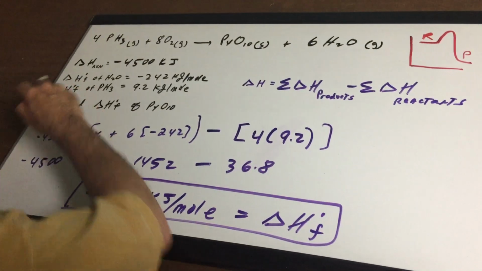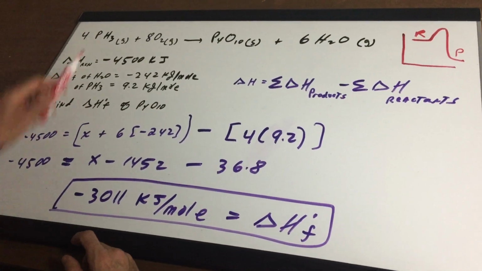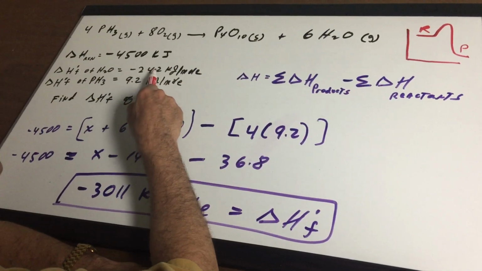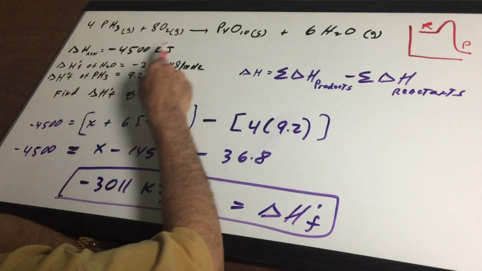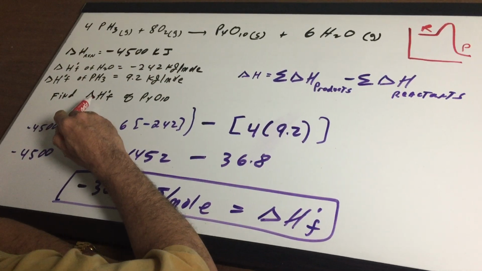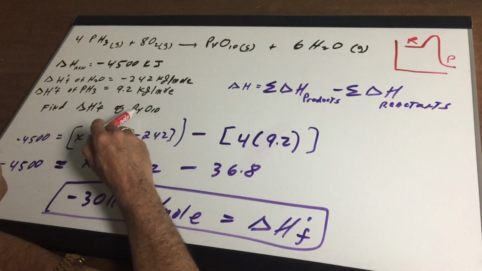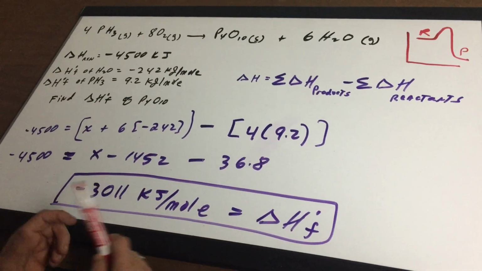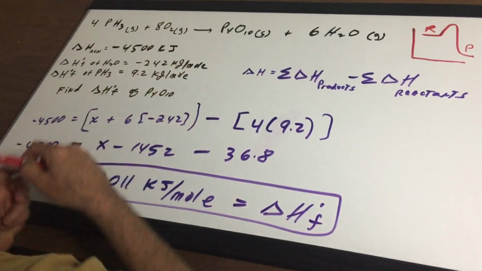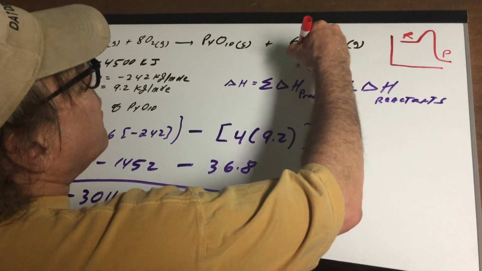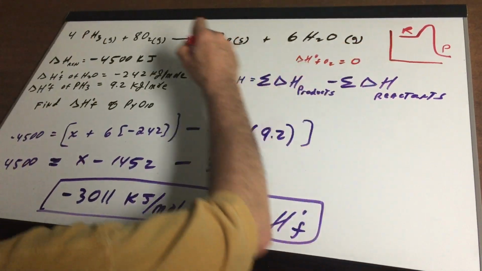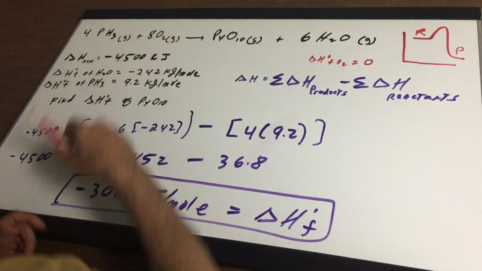Now, I give you in this example not only the heat of reaction, I give you the heat of formation of water as minus 242 kilojoules per mole, and I give you the heat of formation of the PH3. And I want to find the heat of formation of the P4O10. Now, notice the heat of formation of oxygen is not given, and the heat of formation of the oxygen is 0 because it's a diatomic element in its standard state.